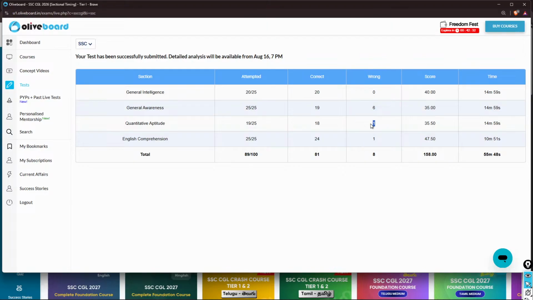And in quants also, I don't know where one can go wrong. I think I did one of those as hypocenter or something like that. That may have gone incorrect, or let's see. So the result will be available from August 16. So currently there is nothing more to do, and I feel that's it for now.